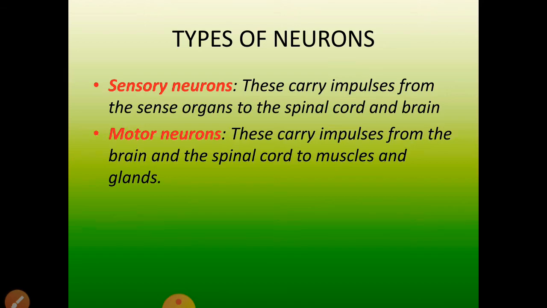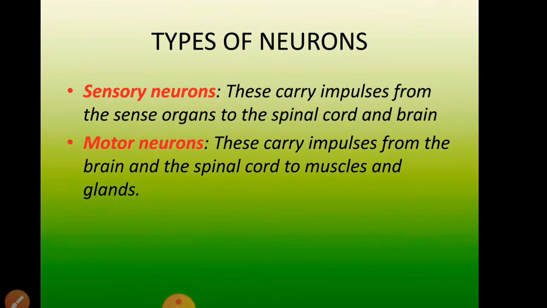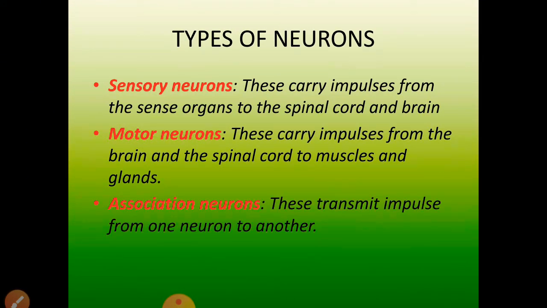And from the brain you have the motor neurons. They carry impulses from the brain and spinal cord to the muscles and glands, and then your muscles and glands react to that situation. I will show you how it works. Next we have association neurons. These transmit impulses from one neuron to another.